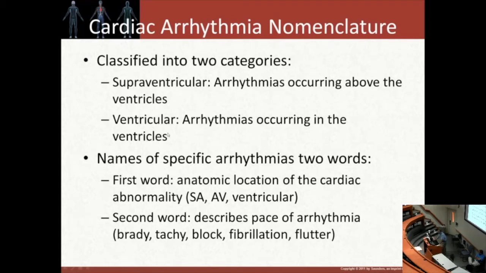Other descriptors of cardiac arrhythmias include these two-word terms. The first word is the anatomic location of where the abnormality takes place. Is it at the SA node? Is it at the AV node? Is it within the ventricular muscle fibers itself? The second word describes the pace of the arrhythmia. Is it slow? Is it fast? Is it delayed? Is it fibrillating, or is it fluttering? So you can get a supraventricular fibrillation, a ventricular flutter, ventricular tachycardia, and so forth.